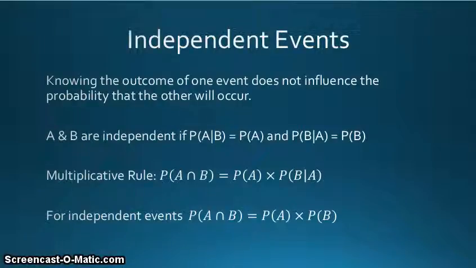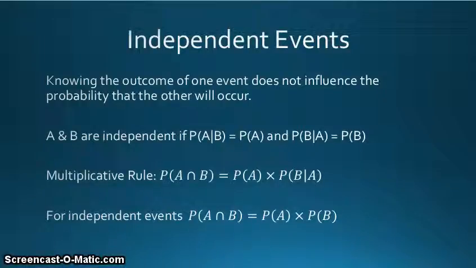And recall that the multiplicative rule told us that the probability of A intersect B is equal to the probability of A times the probability of B given A. So when we have independent events, that means the probability of A intersect B is equal to the probability of A times the probability of B, only if we have independent events.